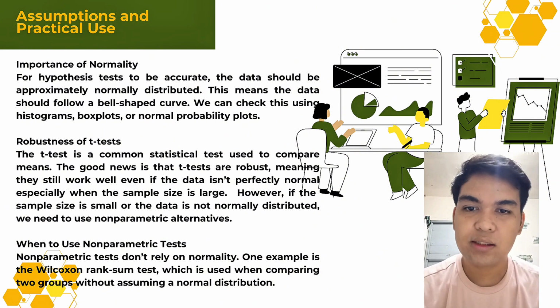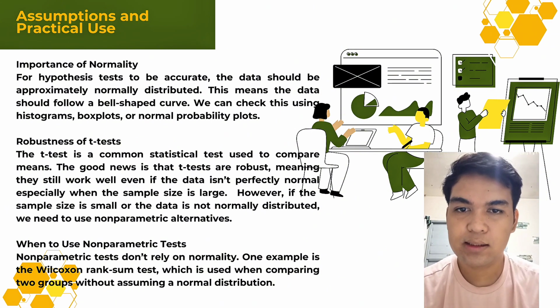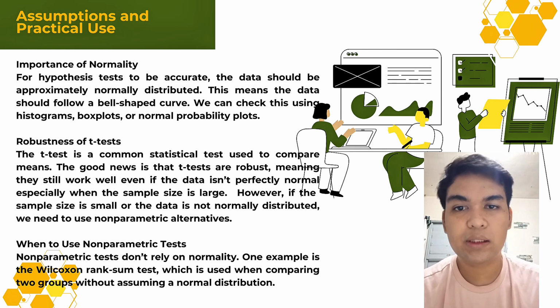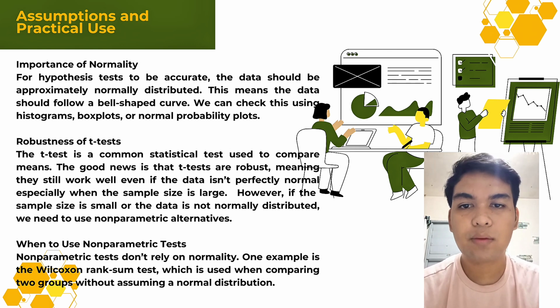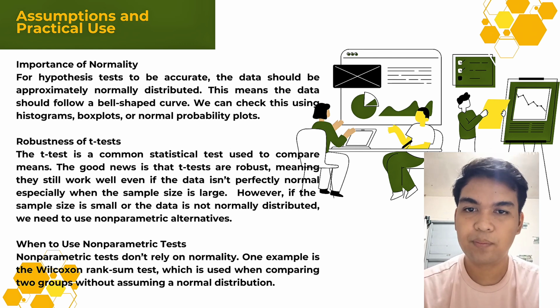So, to summarize, normality is important for hypothesis tests. T-tests are strong even if normality is violated, but they work best with large samples. Non-parametric tests like the Wilcoxon rank sum test are useful when data isn't normal or the sample size is small.